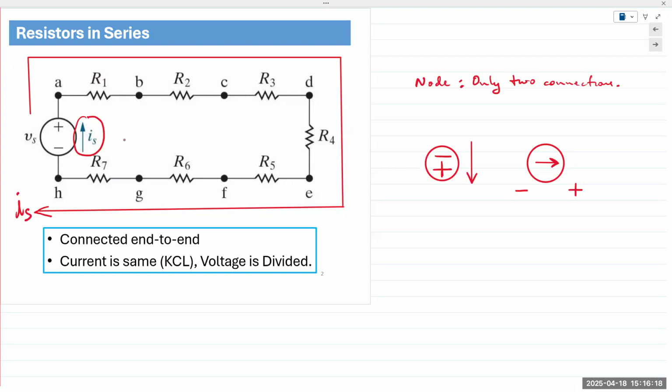So in a series circuit, current always remains the same. Does not change. Well, let me rephrase that. The current is the same for all components in the series connection. Okay, so the current is the same for all components in that series connection.